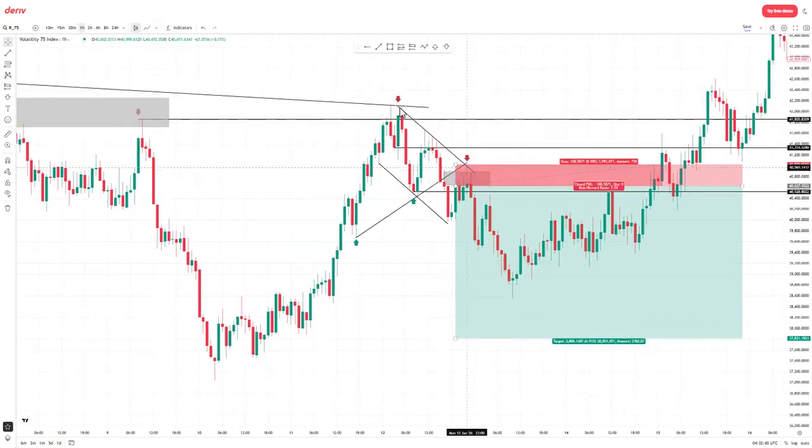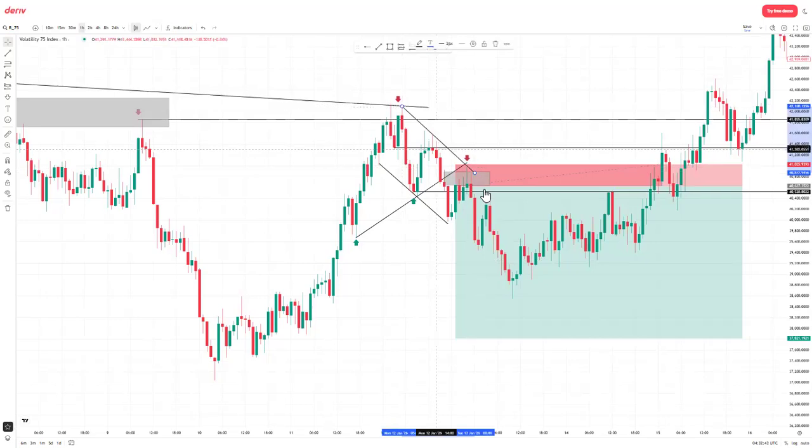Based on the above trend line, let me adjust it accurately. First time, second time, this is your third touch. The market went down. No problem. I erase again. I said I need us to focus mainly on the break of structures.